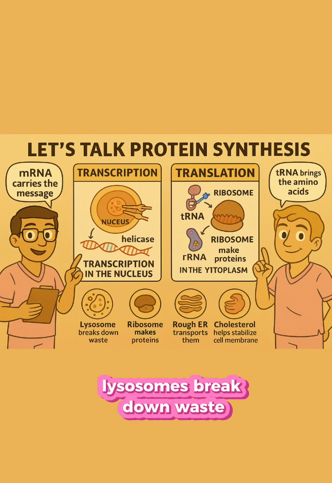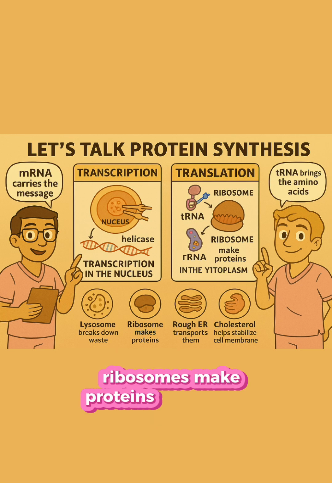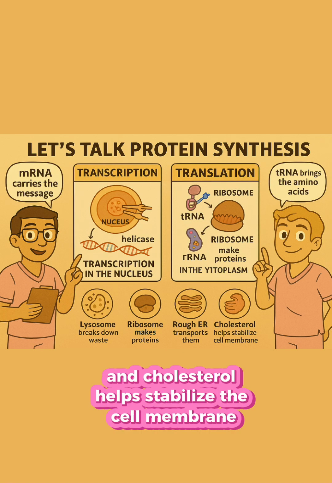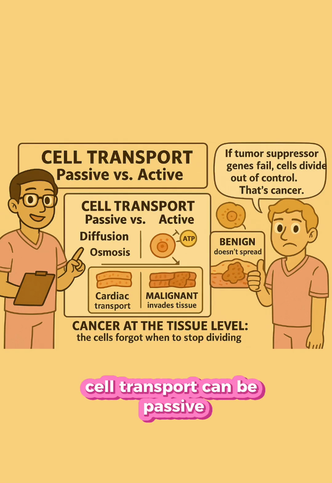Lysosomes break down waste. Ribosomes make proteins. The rough ER transports them, and cholesterol helps stabilize the cell membrane. Cell transport can be passive, like diffusion and osmosis, or active, which uses ATP.